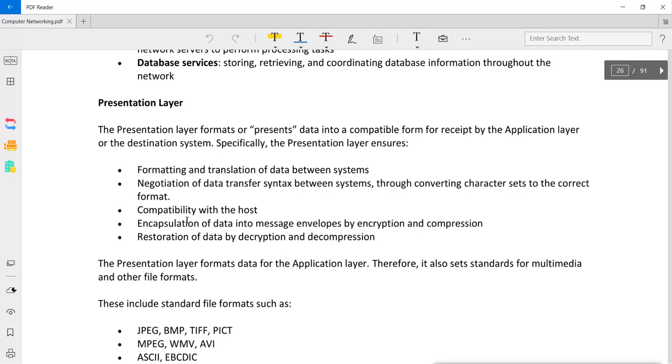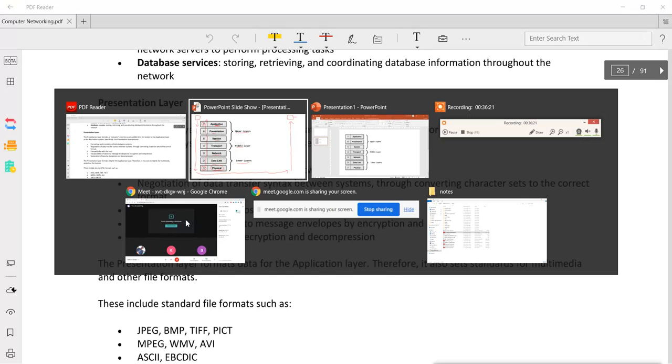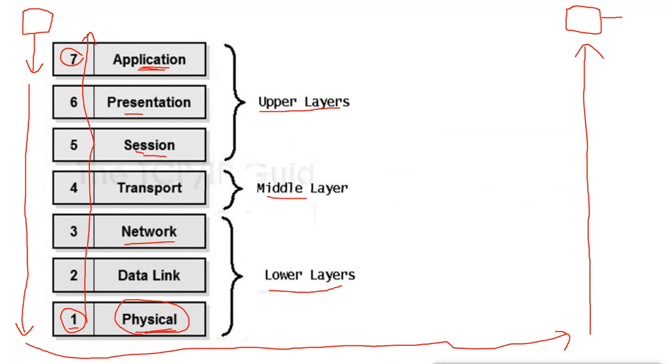Encryption, compression, and restoration of data by decryption and decompression are also done by the presentation layer. Now where will it do this? When the data is going out of the system and reaches the presentation layer, if the application demands encryption, it will encrypt the data here. If it demands compression, then it will compress the data here.